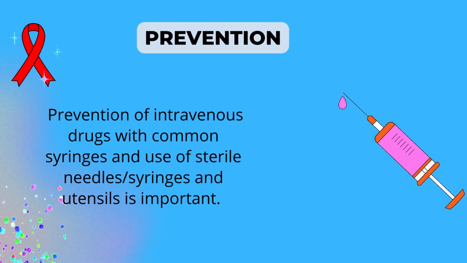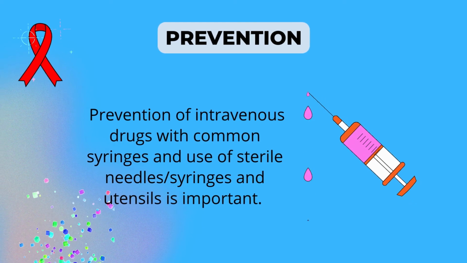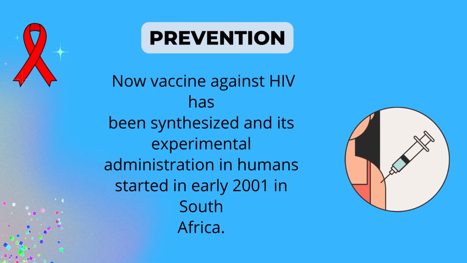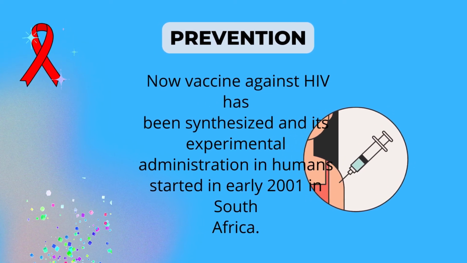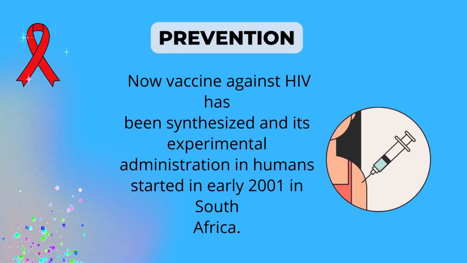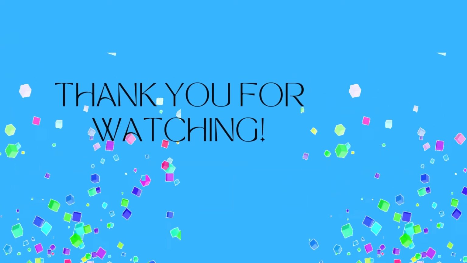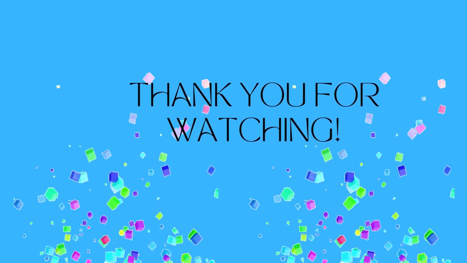Prevention. Avoiding intravenous drug use with a common syringe, and the use of sterile needles, syringes, and utensils is important. Now, a vaccine against HIV has been synthesized and its experimental administration in humans started in early 2001 in South Africa. With this, we have completed our topic. Thank you.